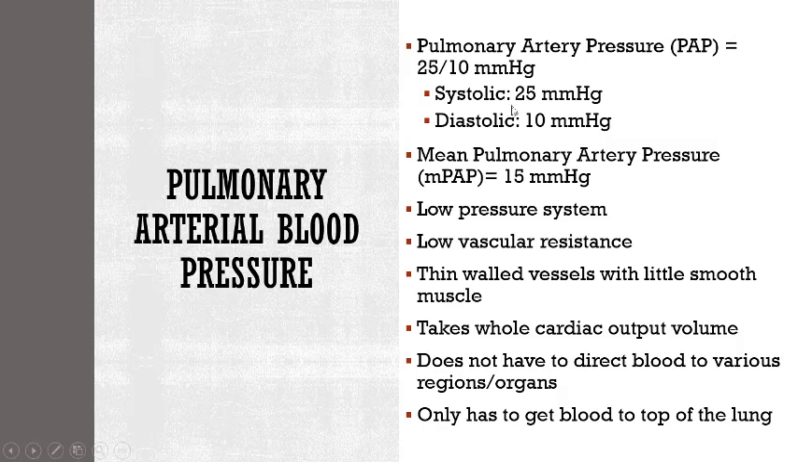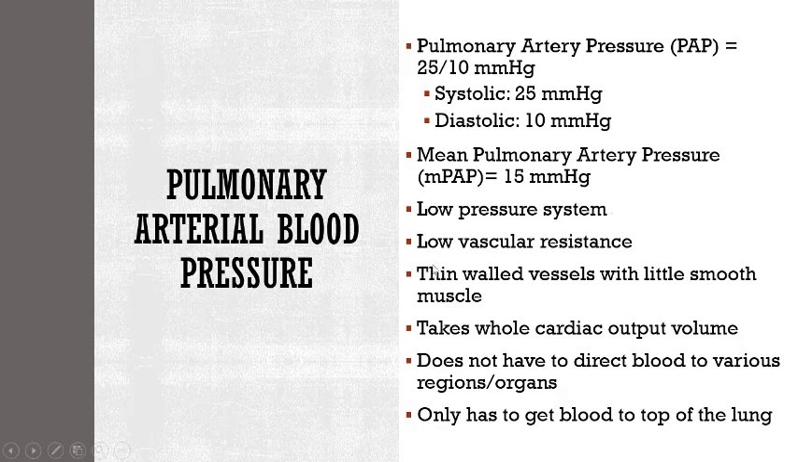So the average systolic pressure for pulmonary circulation is 25, and the average diastolic pressure is 10. So 25 over 10. Your mean pulmonary artery pressure, your MPAP, is 15. These numbers are going to mean a lot more as we move through this PowerPoint, but this is all good information for a flashcard. I try to condense it down for you. And if you think about this compared to systemic circulation pressures, it's much, much lower. And this is a low pressure system.